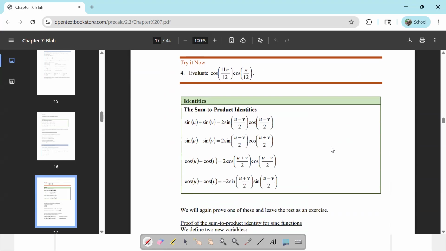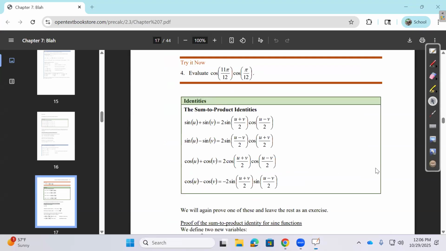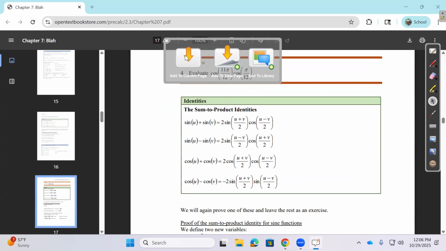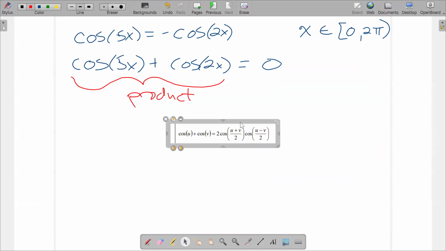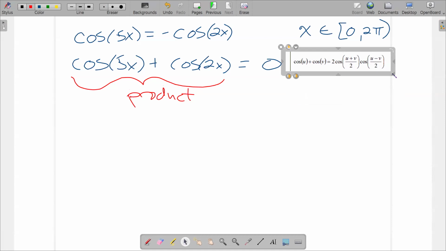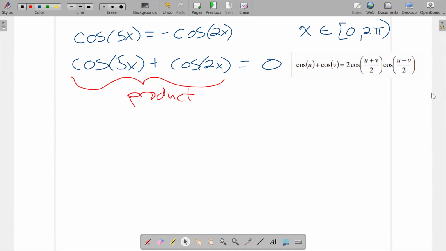All right, so we are starting off with a pair of cosines, and they're being added. So that means we should be able to apply this formula right here. I'm going to steal that into my notes. All right, so here's the formula that I should be able to apply. What it says is you just average the inside of the cosines, and then you find half the distance between them. All right, we can do that.